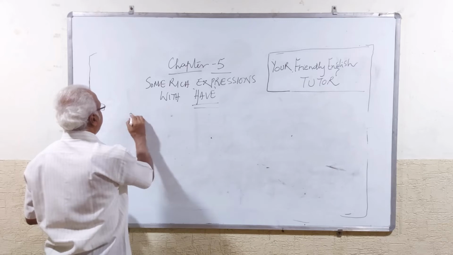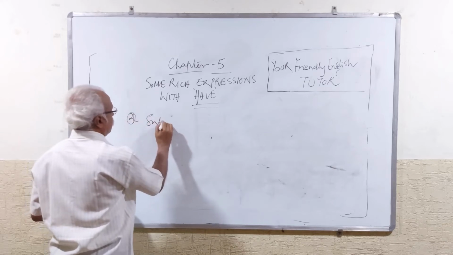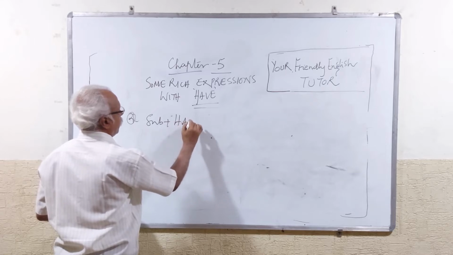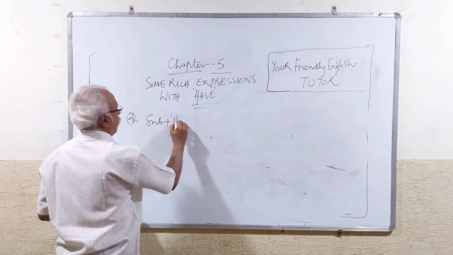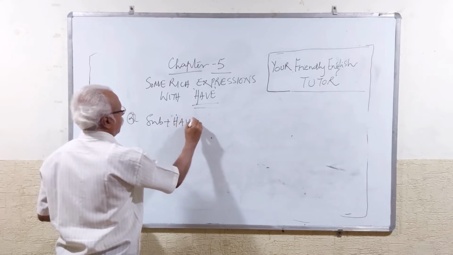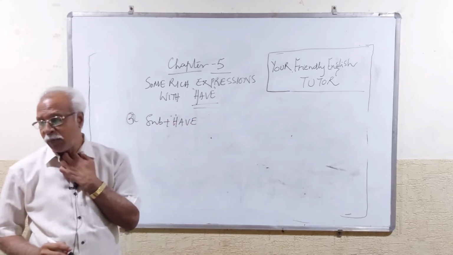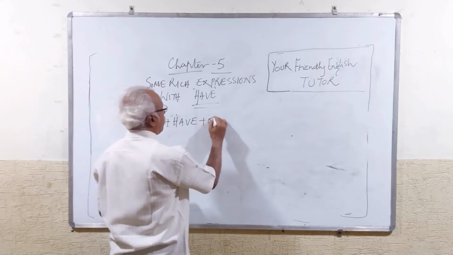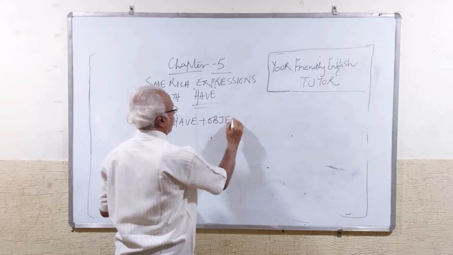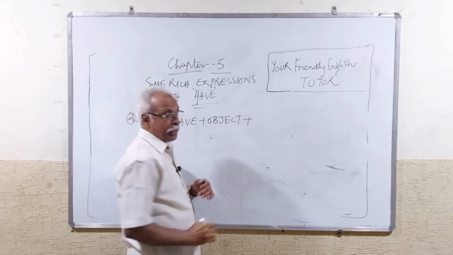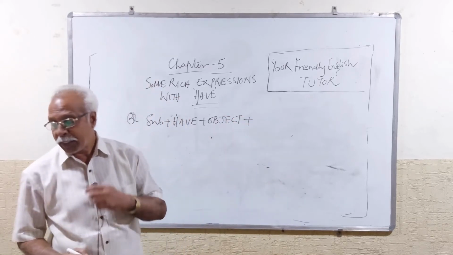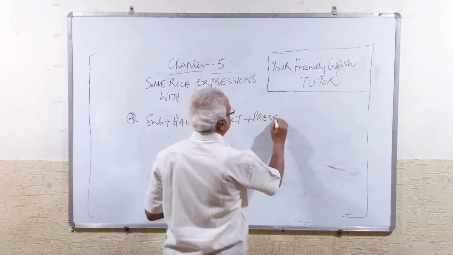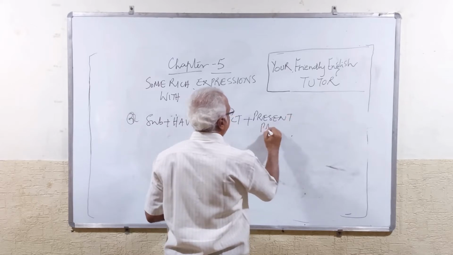One more expression. You have already learned this. Subject plus have. Second one: subject plus have, or it can be future also, will have, subject plus have plus object. Next, present participle we can call it. Present participle.